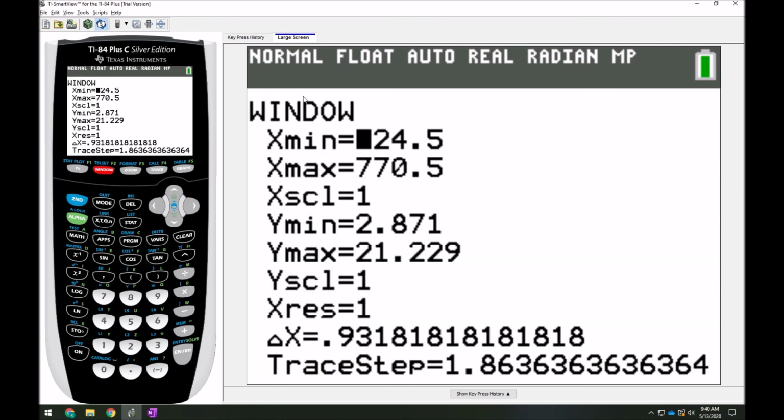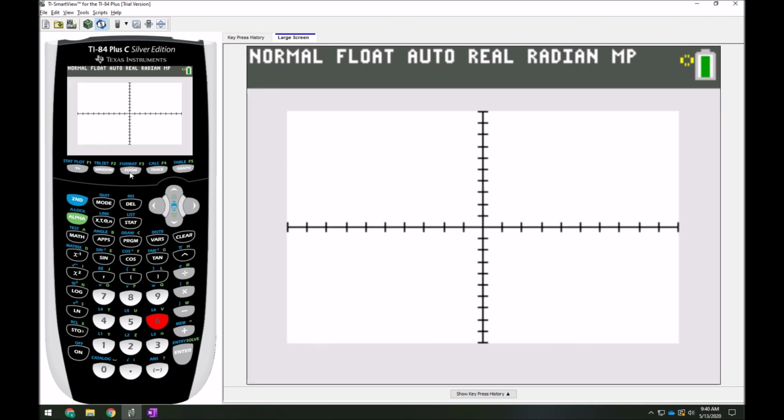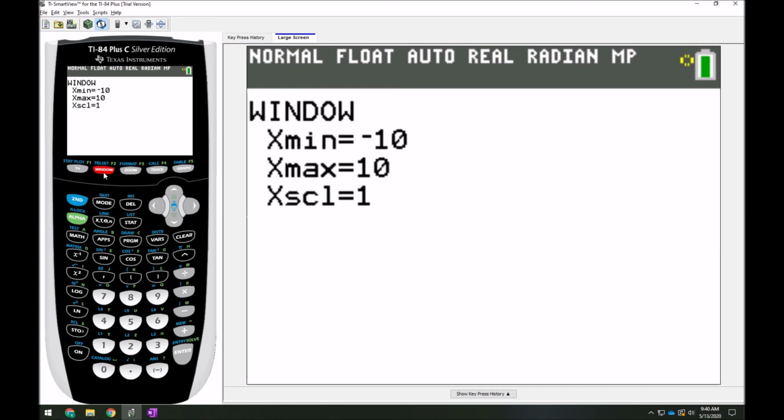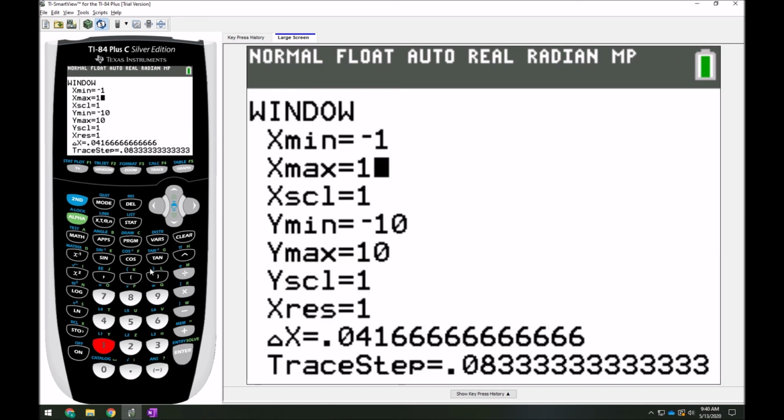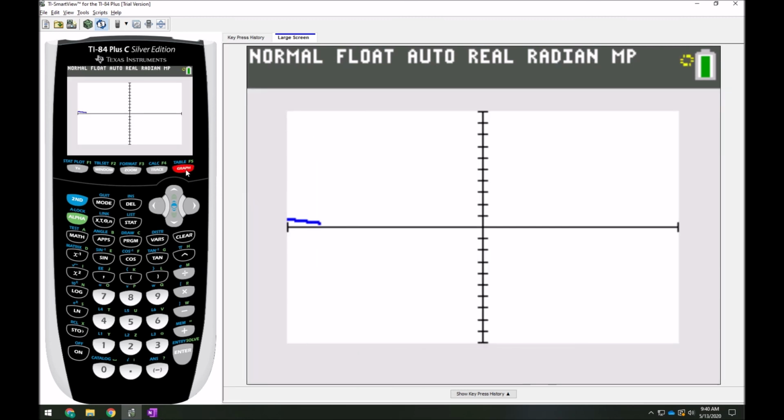So really quickly, I'm going to go to my window, which might have all sorts of jacked up values in it. To reset a window quickly, you can always hit zoom and then the number 6. Again, this is going to reset to the standard 10 by 10 window. While I can see that I have my function graphed out here, I'm really only interested in it on the interval from -1 to 1. So I'm going to modify my picture one more time to just go from -1 to 1 and hit the graph button again.